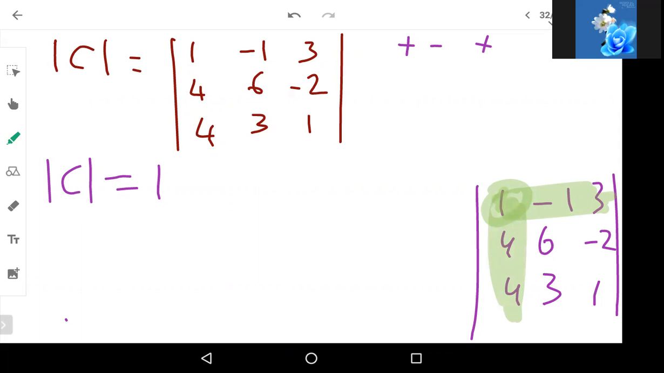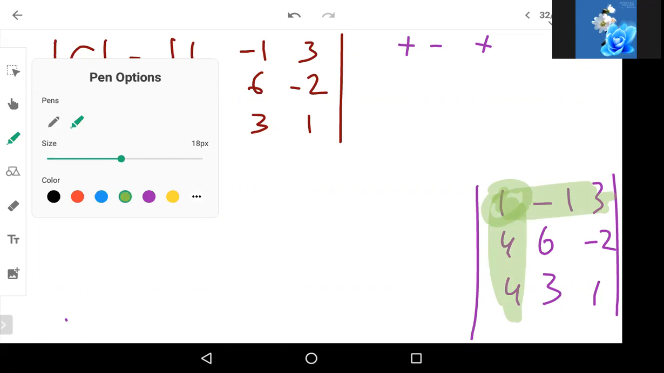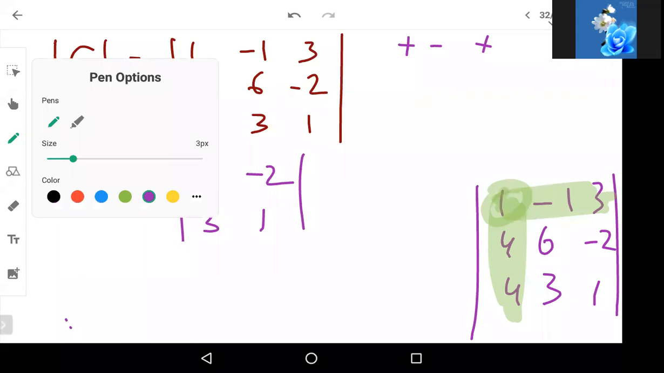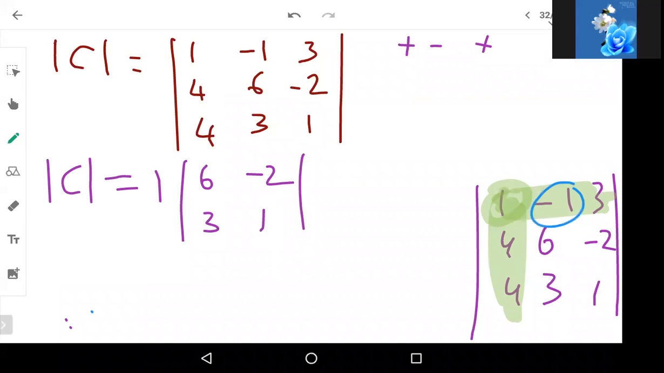So what are the numbers remaining? The numbers remaining are, I'll have 1 into 6 minus 2, 3, 1. So this is the determinant that we have. Yeah, 6 minus 2, 3 and 1. Okay, so this is the first determinant. Now for the next, I considered 1 and I got the determinant.